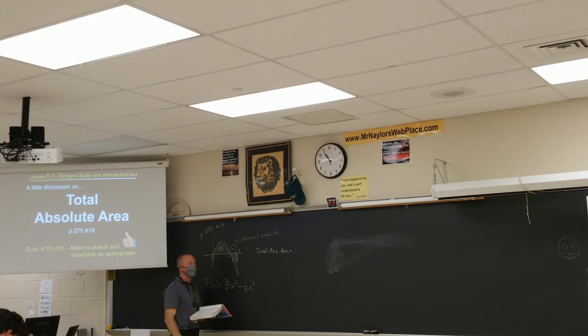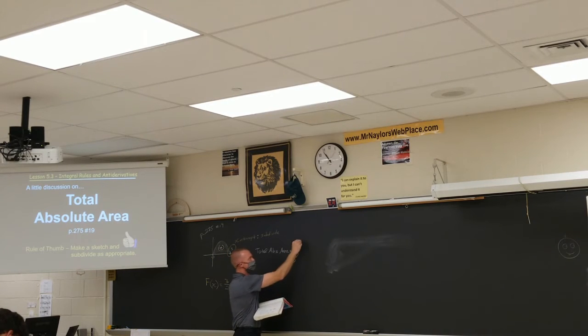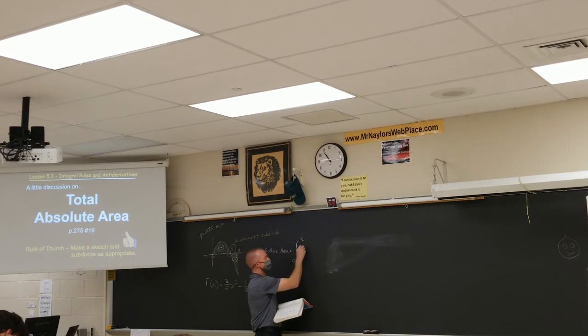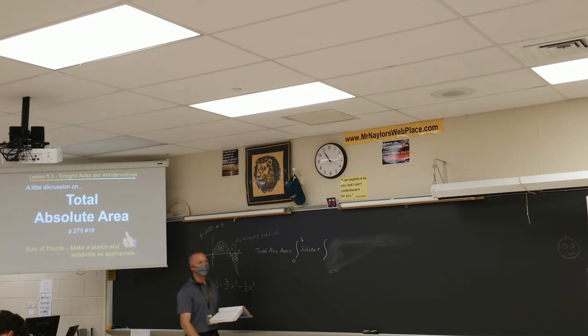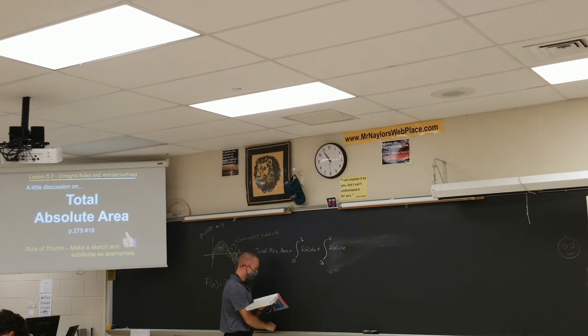Okay, now, maybe it's not going to be a big surprise to you that to find this total absolute area, we basically just need to find 2 areas. One of those areas is from 0 to 3. The other area is from 3 to 4. This is what we mean by subdividing. Really, we're just finding 2 for the price of 1. We're just finding 2 areas.